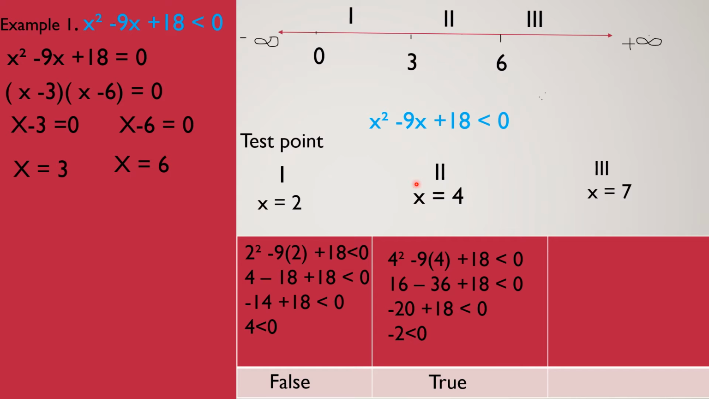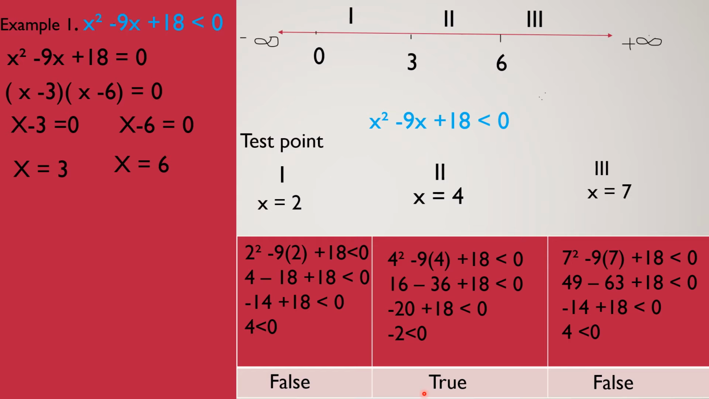Okay, third part here, from 6 to positive infinity, we can choose 7. And that is 7 squared minus 9 times 7 plus 18 less than 0. So 49 minus 63 plus 18 less than 0. So 49 minus 63 is negative 14, plus 18 less than 0. So we have 4 less than 0, which is false.